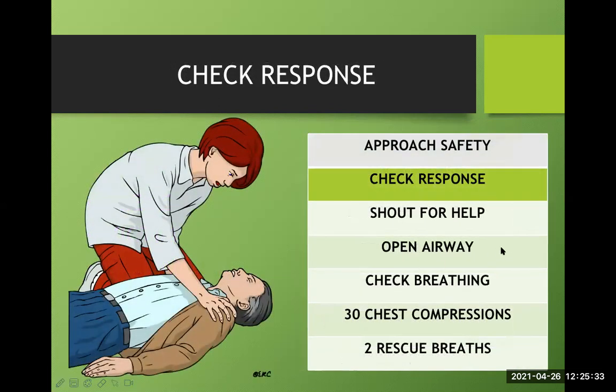Second, we check response from the patient. So how to check response? You have to shake the patient, move the patient, and shout. Okay, hey, can you listen? Something like that. If you know the person by name, then you can always call the person by name. If you do not know the name, you can simply call the patient. Can you hear me? Can you raise your hand? Can you open your eyes? Like that.